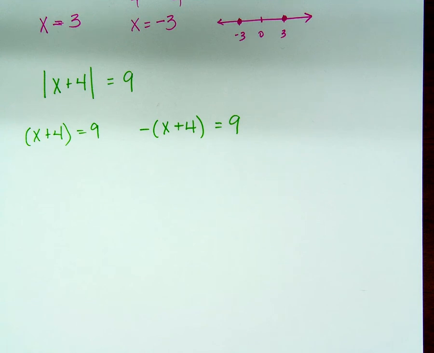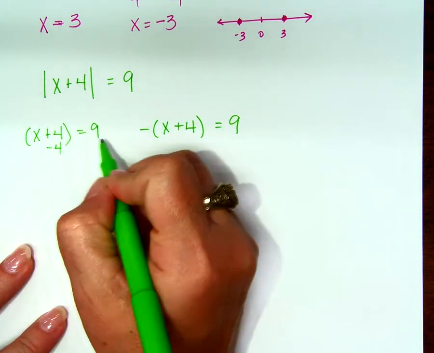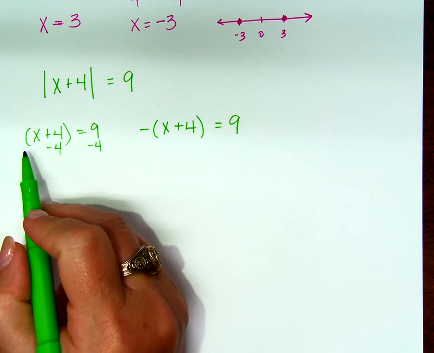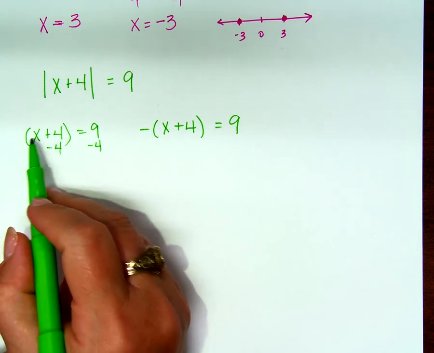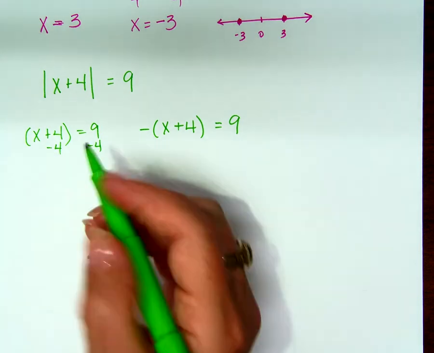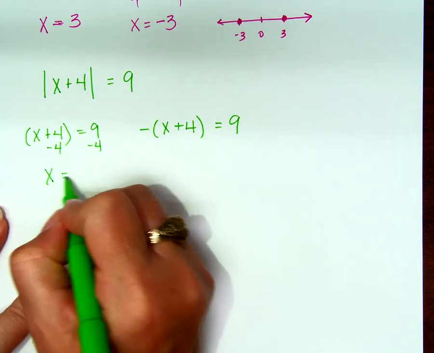Now we do the minus 4, right? Subtract 4 here, subtract 4. Is it okay that I'm kind of ignoring those parentheses? It is, right? Because parentheses x plus 4 is the same thing as x plus 4, right? Okay. So now I have x equals 5.